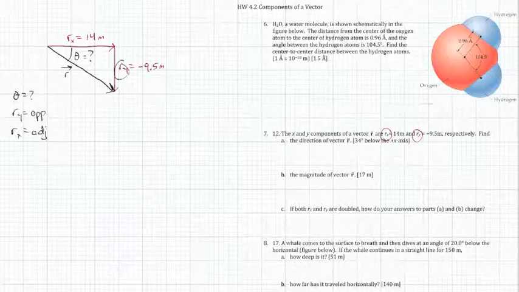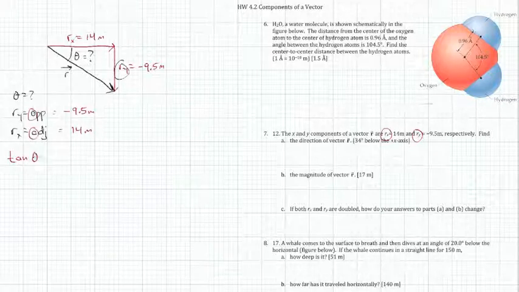Well, we do have values for the opposite and the adjacent. The opposite being negative 9.5 meters, and the adjacent being 14 meters. And we'll think about it for a minute. What function involves the O and the A? Remember our SOHCAHTOA? That would be tangent, right? Tangent of an angle, the angle we're trying to find, as a matter of fact, equals the opposite, which is negative 9.5, over the adjacent, which is 14.